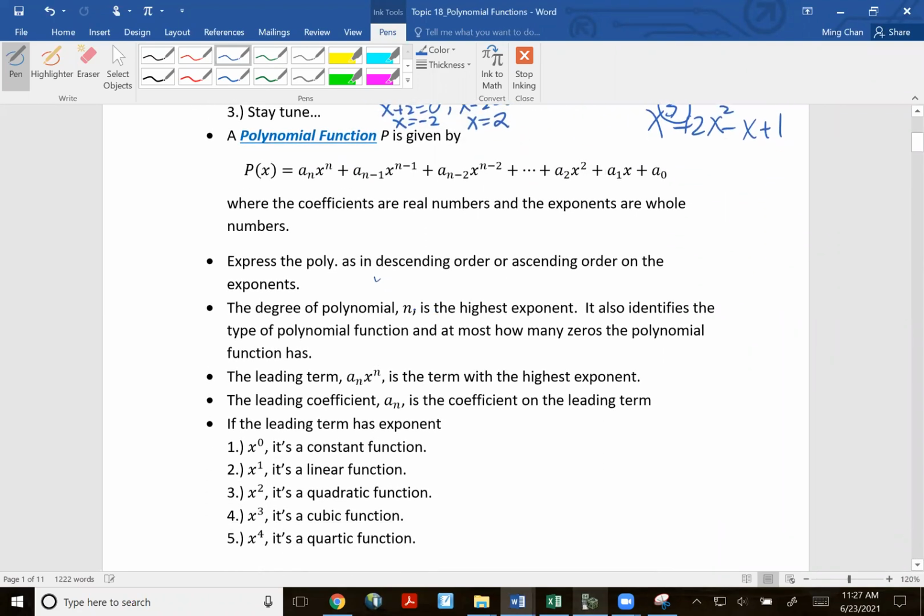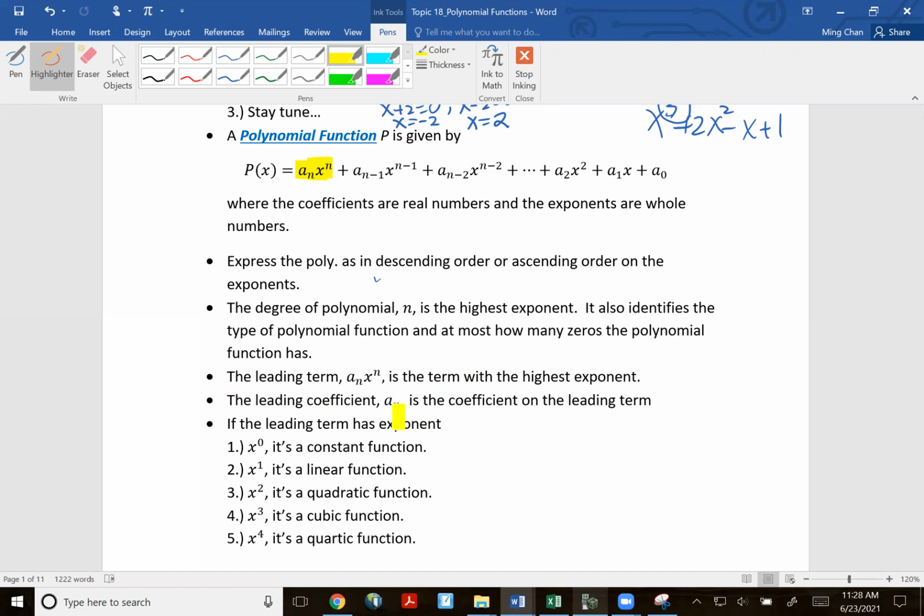All right, so the degree of a polynomial is the highest exponent. It tells me what type of polynomial function I have, and at most how many zeros the polynomial function has. The leading term is called a sub n, x to the n power. It's the term with the highest exponent that should be in the front. Leading coefficient is the coefficient of the leading term. Whenever I use the wording leading coefficient, that means the coefficient of the leading term.